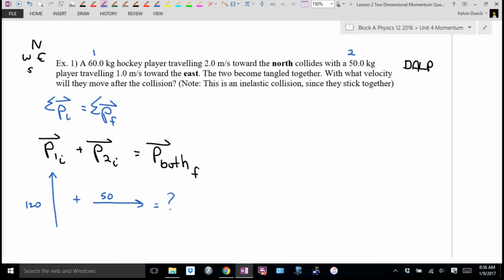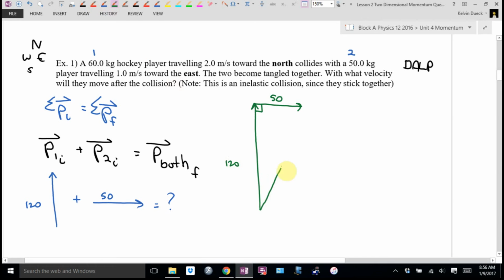Now, I'm going to try and draw this roughly to scale. This is not to scale. This 50 should be less than half as long as that guy. So I'm going to draw the 120 pretty big, and I'll draw the 50 less than half as long as the 120. There's my tip to tail. What's the resultant from the tail of the first to the tip of the second? The resultant, what I'm trying to look for, is that. This is the momentum of both.